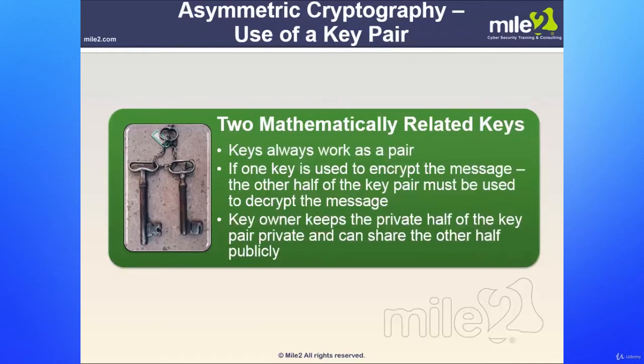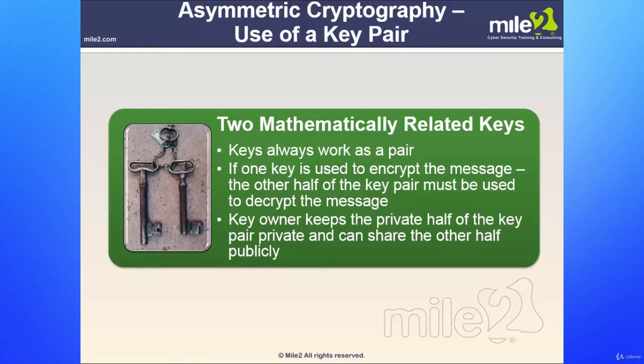Now with asymmetric, which we'll talk about separately again, it uses a key pair. It uses two mathematically related keys. Keys always work as a pair. If one key is used to encrypt the message, the other half of the key pair must be used to decrypt the message. The key owner keeps the private key half of the key pair private and can share the other half publicly. A lot of your publicly available keys are going to be like the certificates that you have in your browsers and so forth. Those are called public keys.